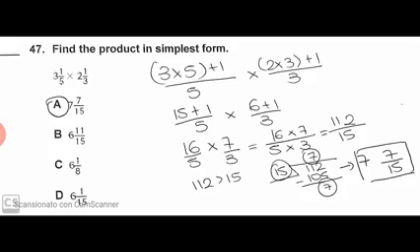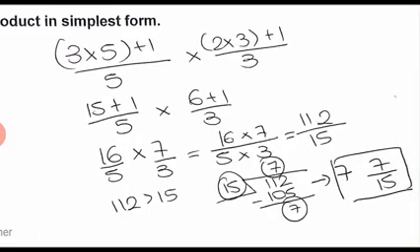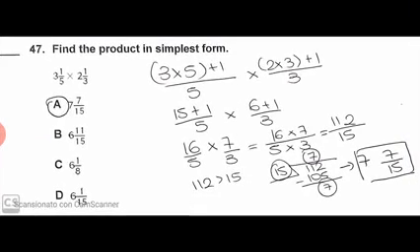Now we make the product, so we make 16 times 7 over 5 times 3. 16 times 7 is equal to 112. 5 times 3 is equal to 15. 112 is bigger than 15. So we make the long division. So we make 112 divided by 15. We found that it is equal to 7 with a remainder of 7. So the result is 7 over 15, and so the answer is A.